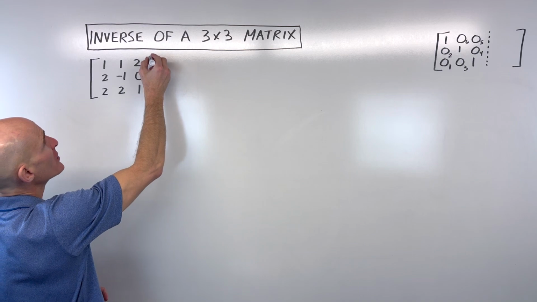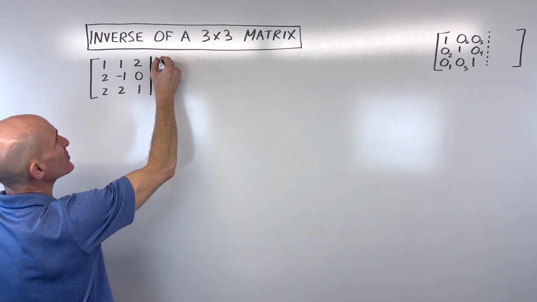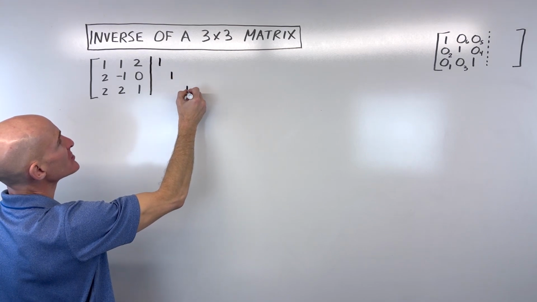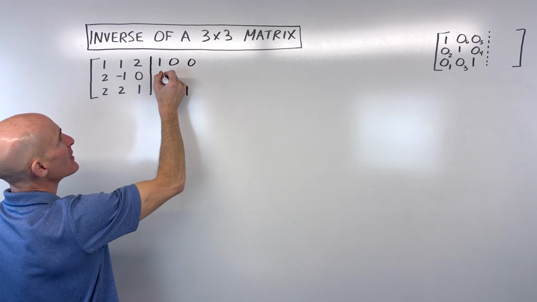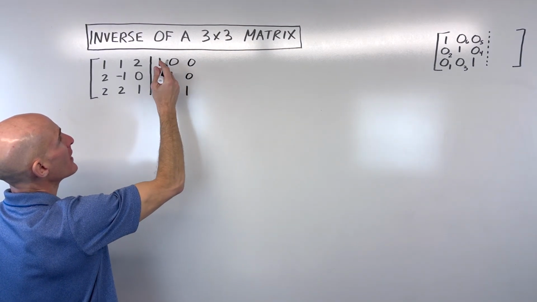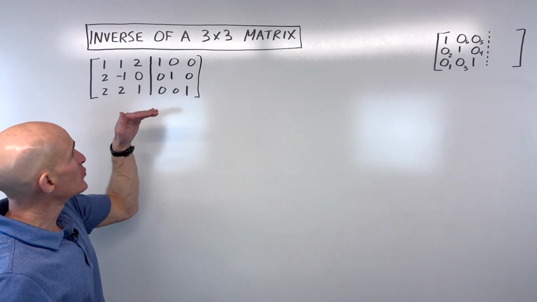So the first thing you want to do is add on what we call an augmented matrix. And on the right side of this augmented matrix, you're going to want to write the identity matrix. And remember, the identity matrix is a matrix with one on this diagonal and zeros everywhere else. And then we're going to do row operations.